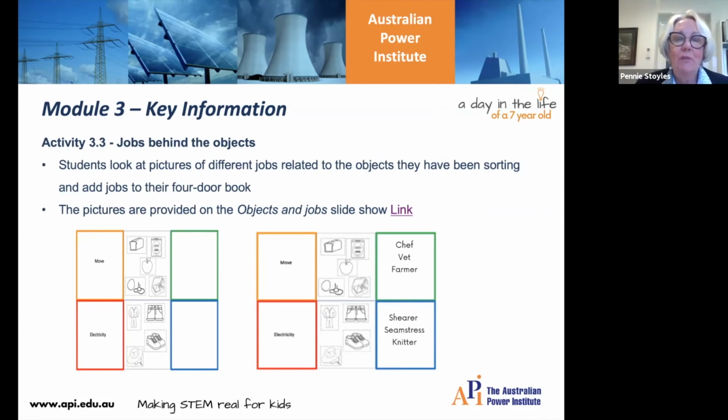So then with the 4-door book, once they've put the objects into the different categories, we then are asking the students to think about jobs that go with those objects and to write on the inside cover of their door, of their book, some different jobs linked to those objects. And there's a slideshow that can help you also undertake that discussion with the students. So we might just click on that link now.